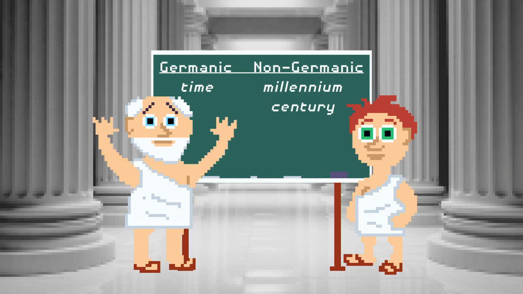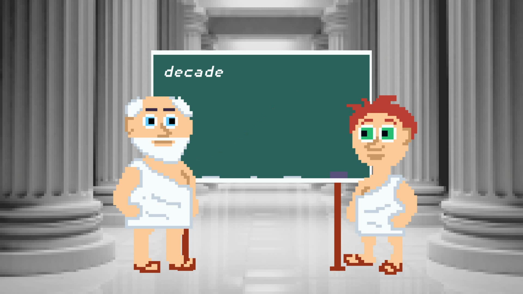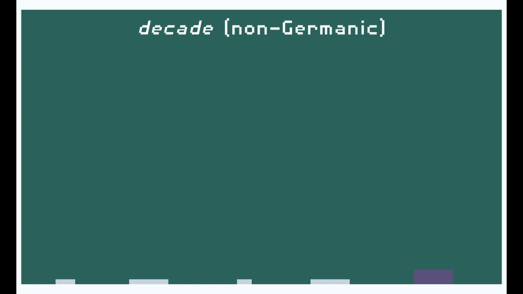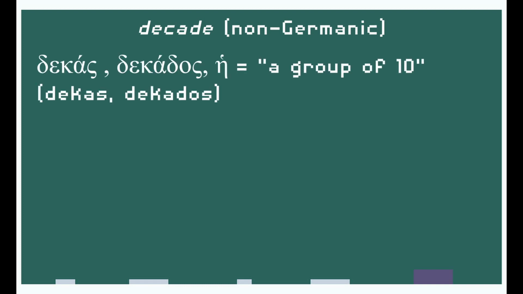On to the next one, down from 100 years to just 10, a decade. Starting to sound like a broken record here, but you should probably recognize that decade isn't Germanic either. In fact, its origin goes all the way back to Greek rather than Latin. Decas means a group of 10, usually soldiers or ships in classical Greek.